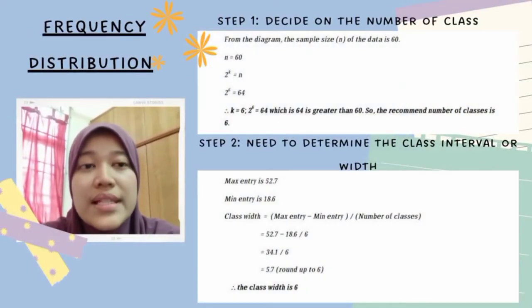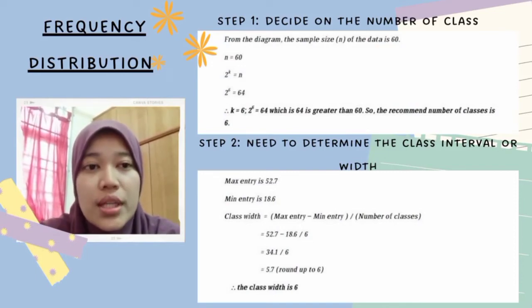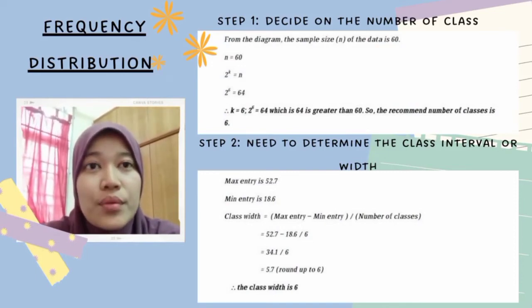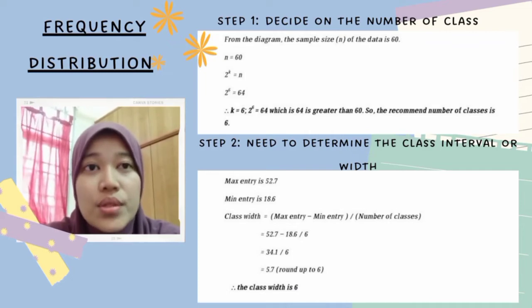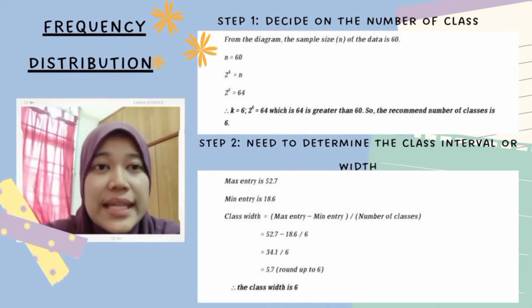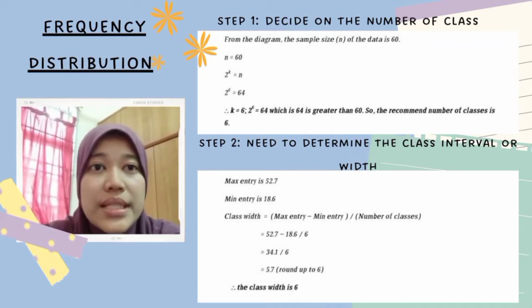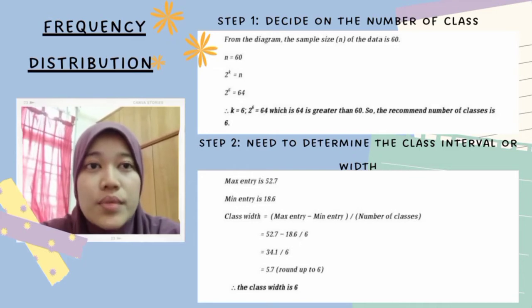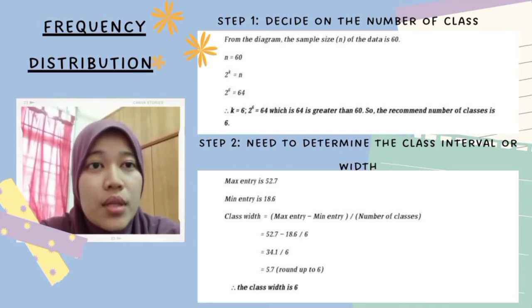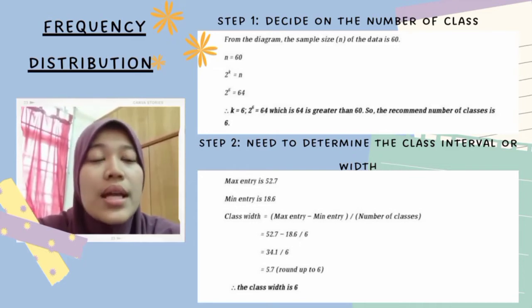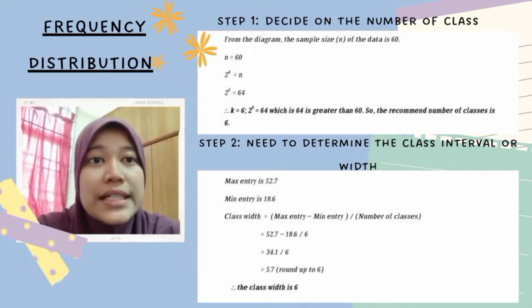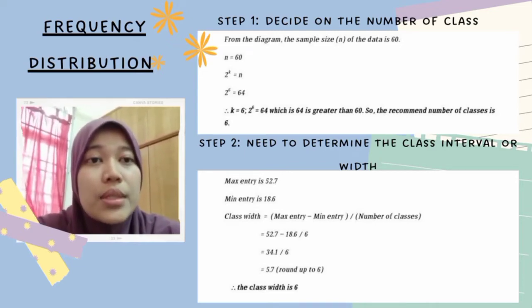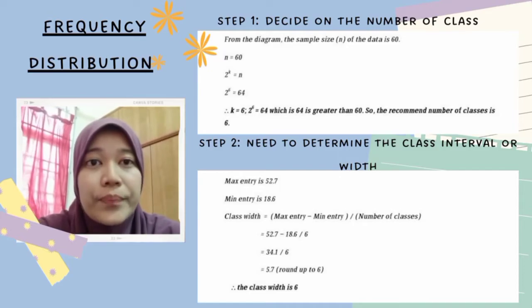Now, there are 5 steps for the frequency distribution. Step 1 is to decide on the number of classes. We need to use the formula 2^k greater than n. The symbol k represents the number of classes and the symbol n represents the sample size. Here k equals 6, because when you calculate you will get 64, which is greater than 60. So the recommended number of classes is 6.